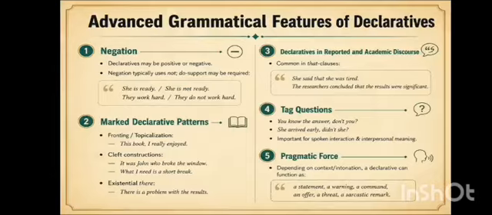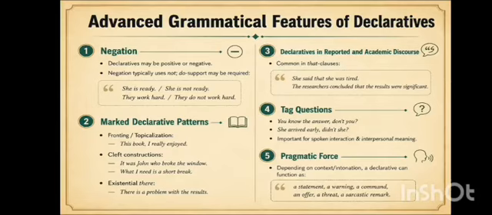Now, declaratives can be positive or negative, like imperative, yes? Negation typically uses not. For many verbs, we also need the auxiliary verb do or does or did to carry the negation. Okay, for example, she is ready. It's a positive declarative sentence. But she is not ready.